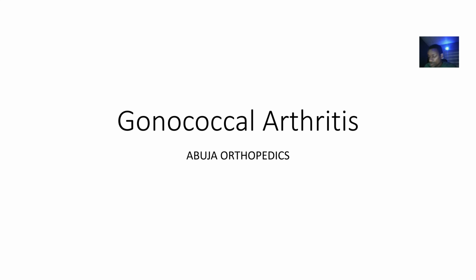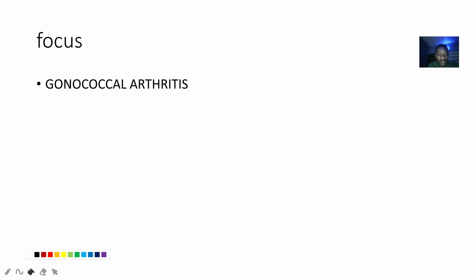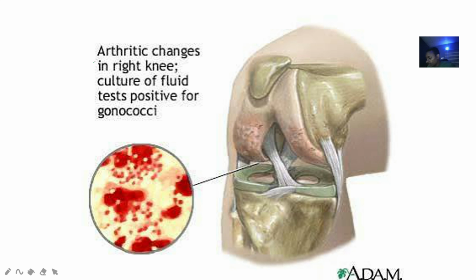So now we get to look at another complication of what? Gonorrhea. So if you have gonorrhea, it can go on to now affect the joint, cause inflammation of the joint. So when it causes inflammation in the joint, you call that gonococcal arthritis. Gonococcal arthritis. All right. Arthritis change in right knee.